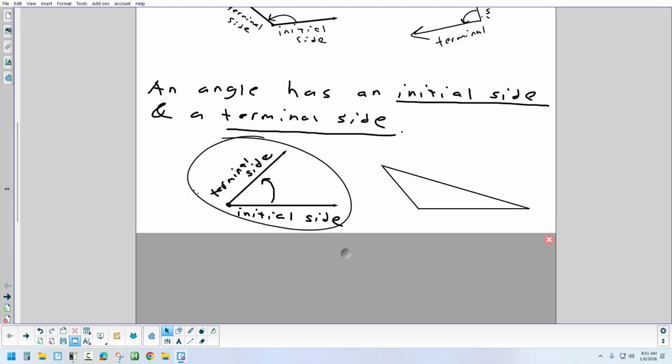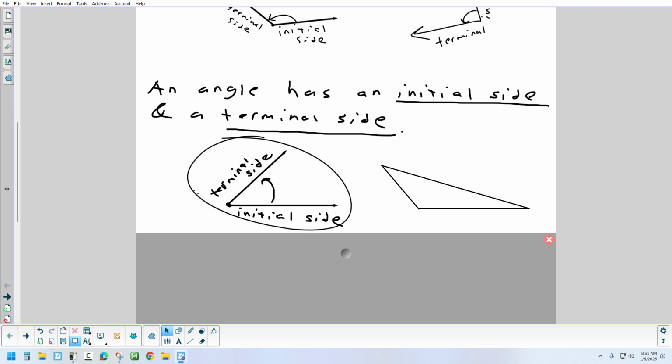Now, when we measure an angle, what's the device you could use? Anyone know the name of it? Protractor, yeah. You could use a protractor to measure an angle. And when you measure an angle, it's measuring an amount of rotation. That's basically what it is. How much did you rotate between the initial and the terminal?